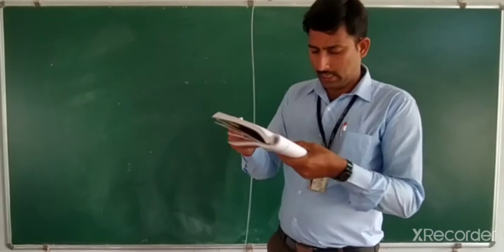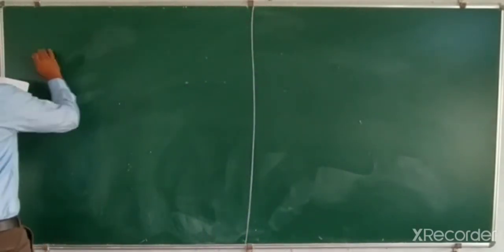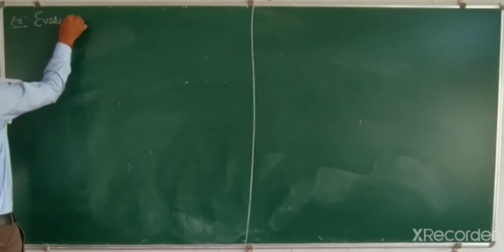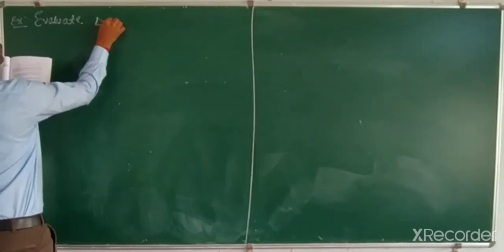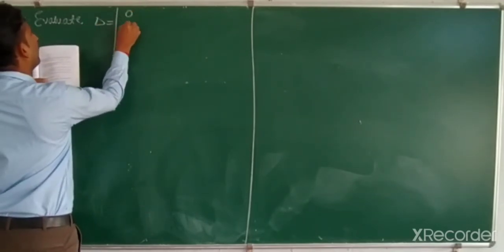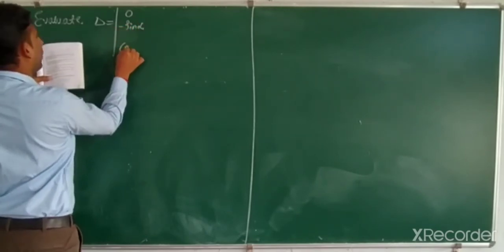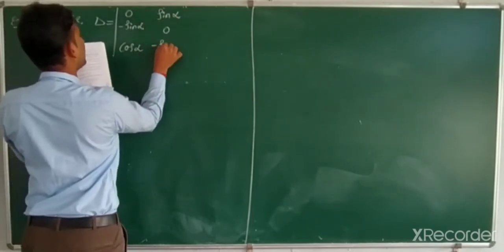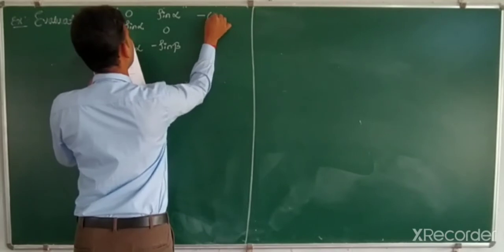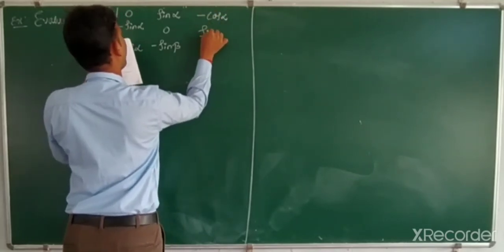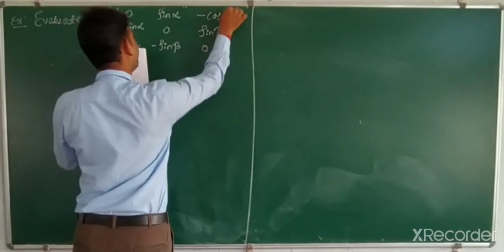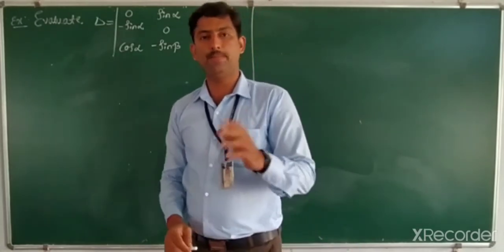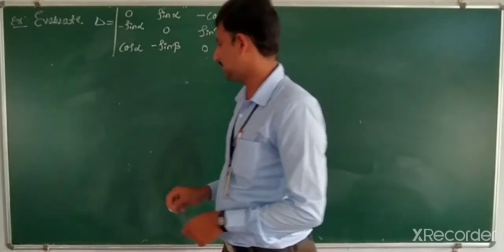I will take one determinant. Evaluate, example: delta is equal to the determinant with rows 0, minus sin alpha, cos alpha; sin alpha, 0, minus sin beta; after that, minus cos alpha, sin beta, 0. Dear students, what do we have to find out? The determinant value, with the help of the methods you know from the last classes.